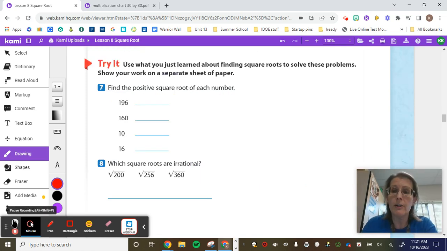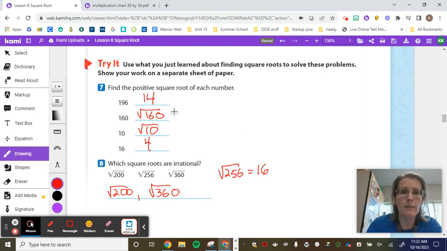Now try questions 7 and 8 and check them with the video. So you should have gotten 14, the square root of 160 because 160 is not a perfect square, the square root of 10 because 10 is not a perfect square, and then 4. And then question 8, which square roots are irrational? That was the square root of 200 and the square root of 360 because they were not on our yellow diagonal. And the square root of 256 is rational because 16 times 16 is 256.